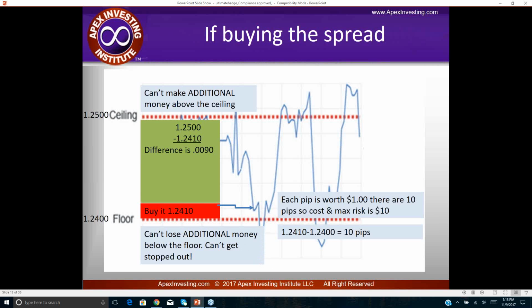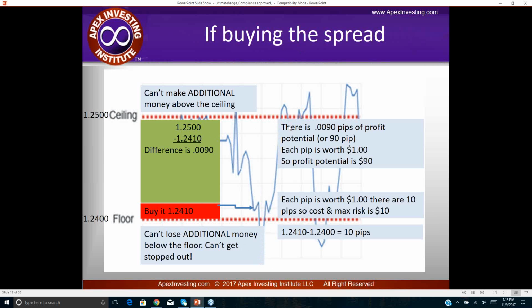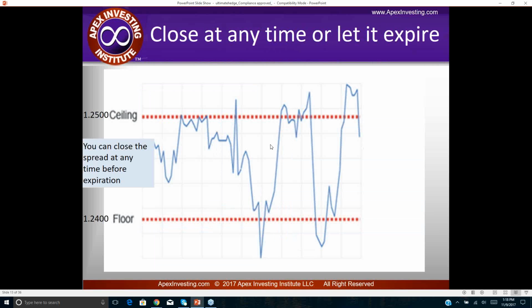Okay. So if I bought it there, I bought it at 24.10. The ceiling is 2,500. So I can only make money up to the ceiling. I don't make money past the ceiling. So I've got a potential of 90 ticks of profit. Each pip is worth $1, so a potential of $90. Okay, so that makes sense.